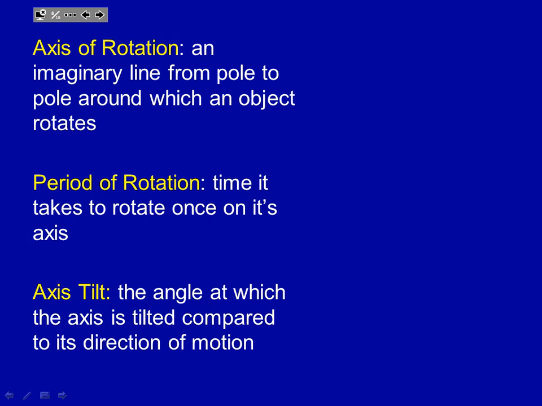So again, Mars has its own Martian year, right? Has its own orbital radius. Same with axis of rotation, period of rotation, axis tilt.